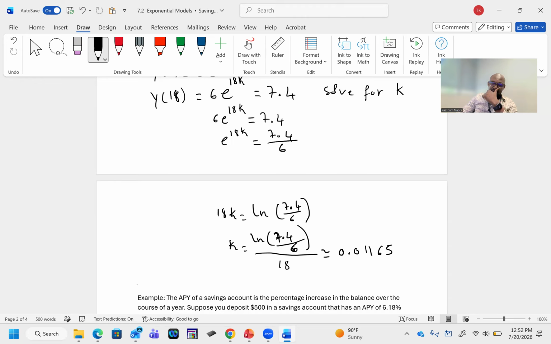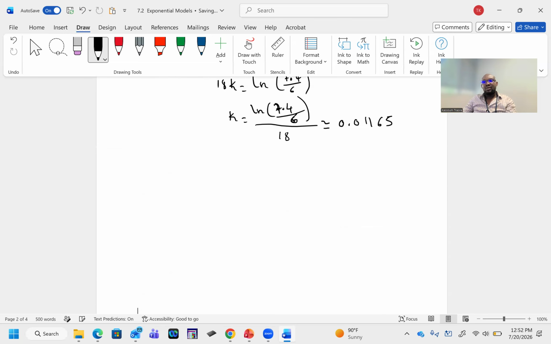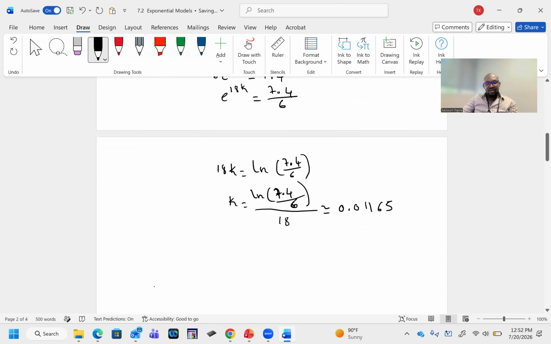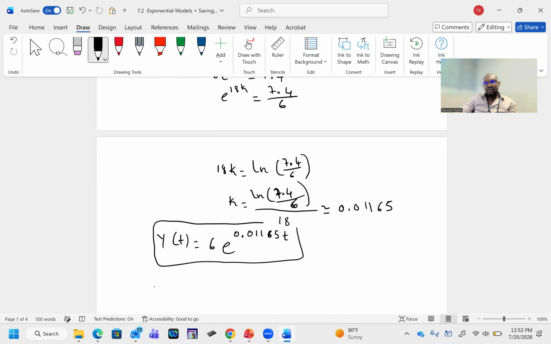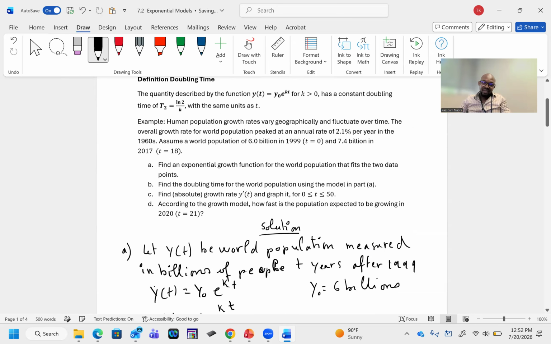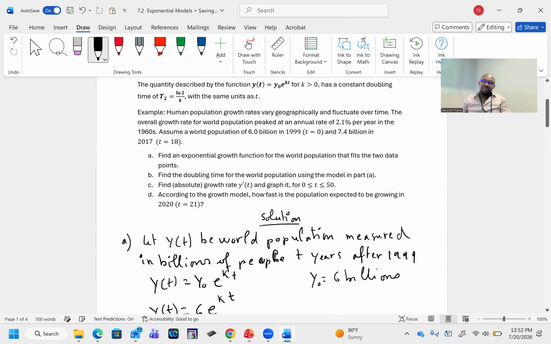Therefore, k is this one, so y(t) will be 6e to the power of 0.01165t. So we just answered A, find the exponential growth function. So this is the exponential growth function.